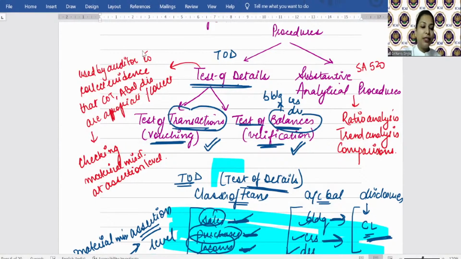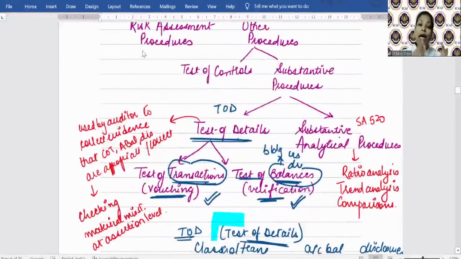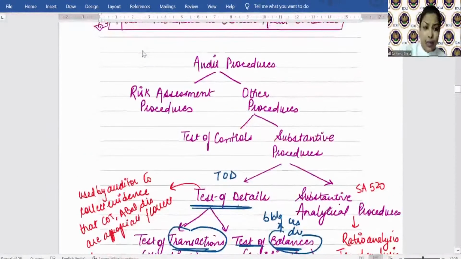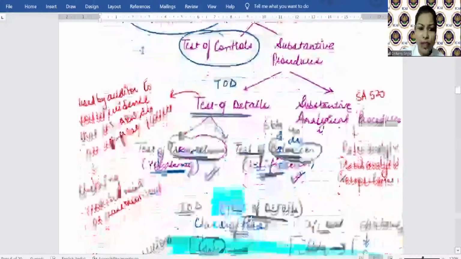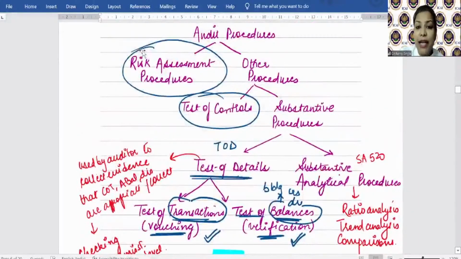So we have seen that substantive procedures तो करना ही है. अब टेस्ट ऑफ डिटेल करना है या सब्सटैंटिव एनालिटिकल प्रोसीजर करना है, it depends upon कि यहाँ पर क्या रिजल्ट था या यहाँ पर क्या रिजल्ट था, and auditor's professional judgment. ठीक है, तो टेस्ट ऑफ डिटेल इज क्लियर. Now what is substantive analytical procedure? स्टूडेंट्स डोंट गेट कंफ्यूज, दिस इज what substantive procedures.